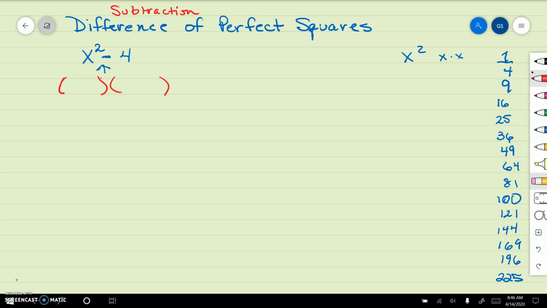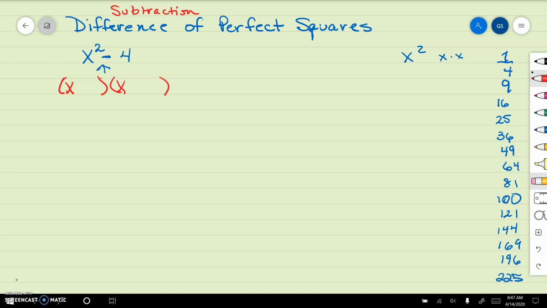And we are going to say, well, the square root of x squared is x, right? X times x equals x squared. So we're going to do an x in the front of each of the bubbles. So x times x is x squared. Well, what times what is 4? 2 times 2 is 4, right? So the square root of 4 is 2.